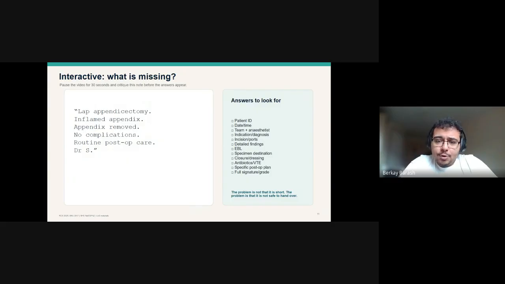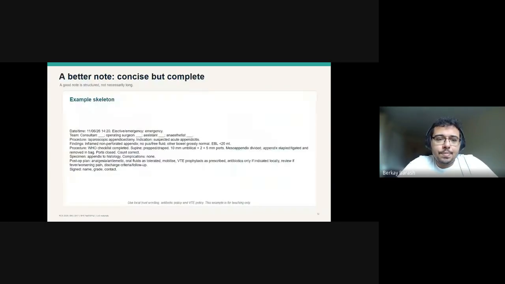It's too vague, unfortunately. So we should think about a specific post-op plan, and Dr. S could be anybody starting their name with S in the hospital. So we want to make sure that we're not vague and we have our full signature and grade to be able to ensure we have accountability and backtracking when it comes to our operation notes. Back to the notes: concise but not complete. You can have a look at this and pause the video.